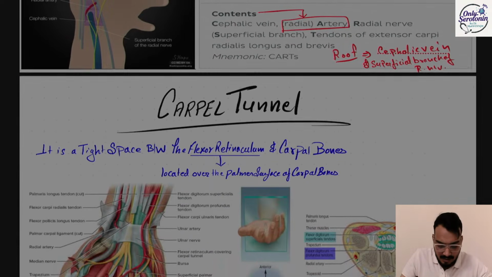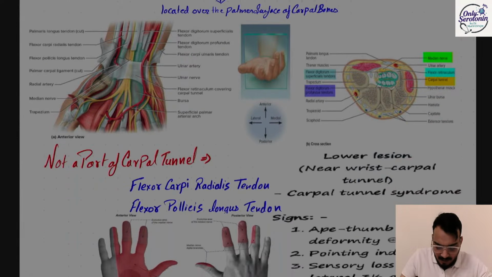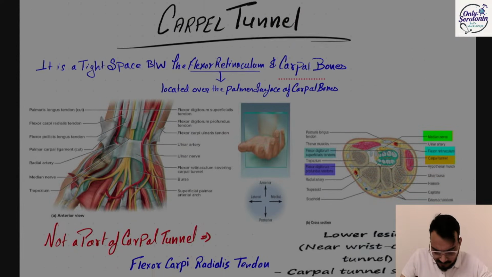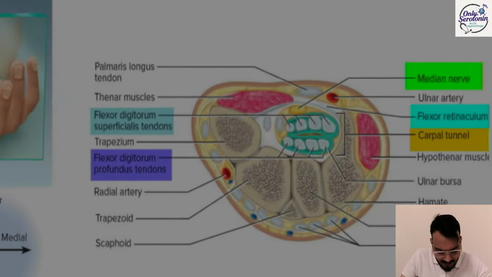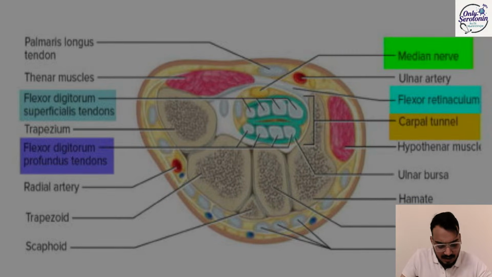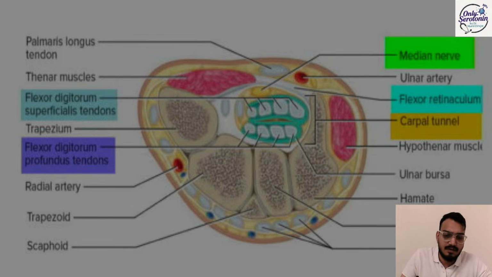anatomical snuff box. Carpal tunnel, guys. In carpal tunnel, important is the nerve. So which nerve is passing through the carpal tunnel, guys? The nerve which is passing through the carpal tunnel is the median nerve. So if a person is having carpal tunnel syndrome, the person will have median nerve injury, right?